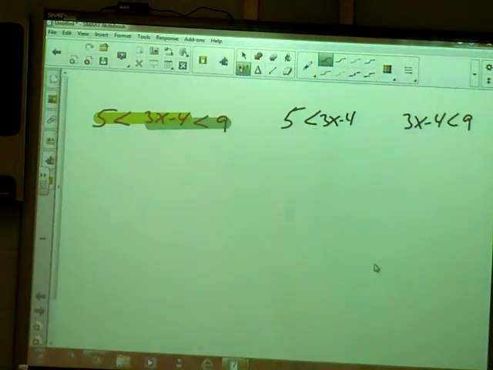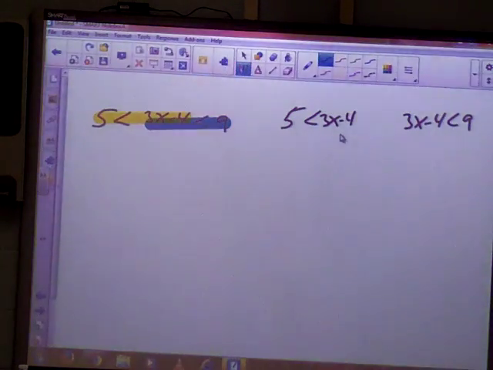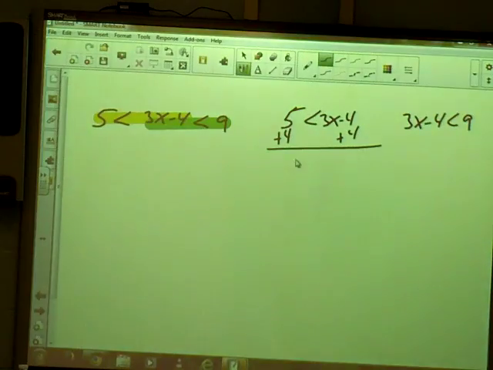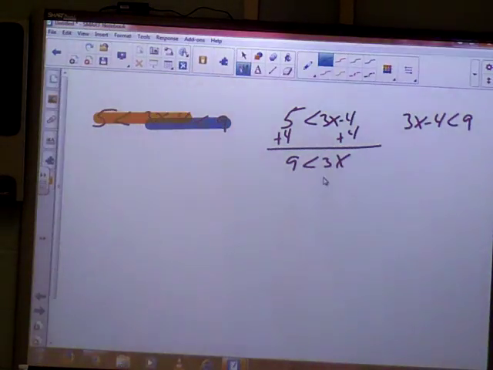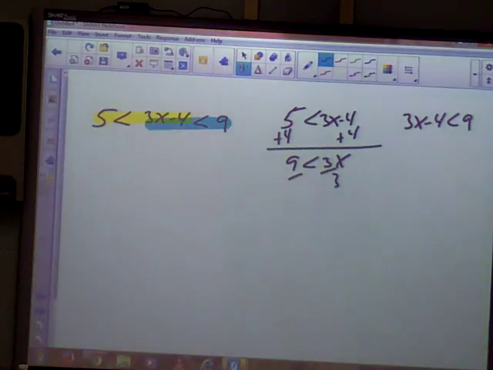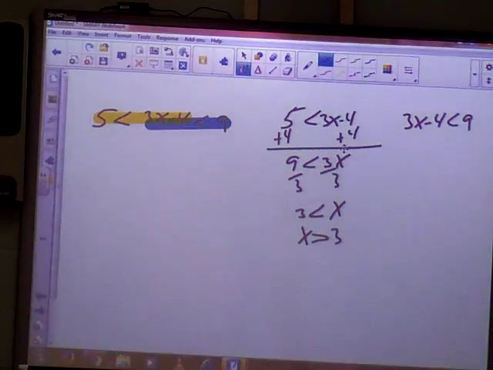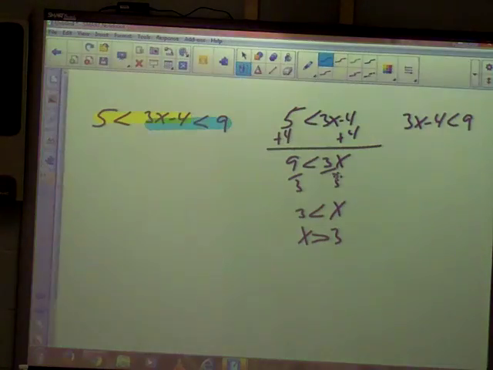I'll show you method number 2 here in just a second. To solve this one here, I would add 4. So that would give me 9 is less than 3x. And then all I need to do is divide by 3. So 3 is less than x, which is the same as x is greater than 3. Those are both correct. Now notice the two steps that I did. I added 4, divided by 3.